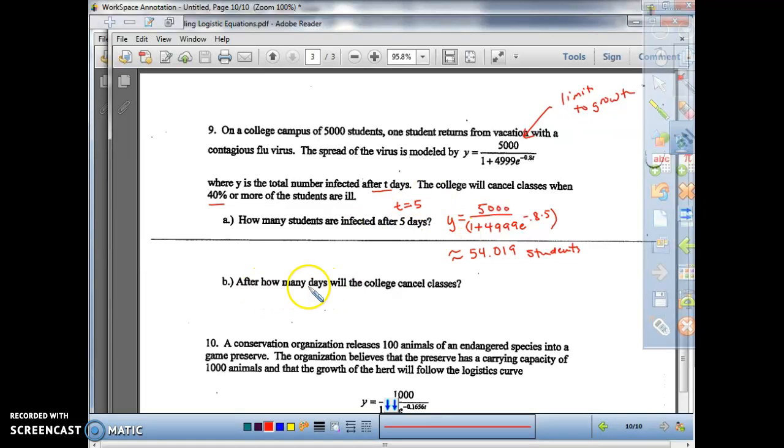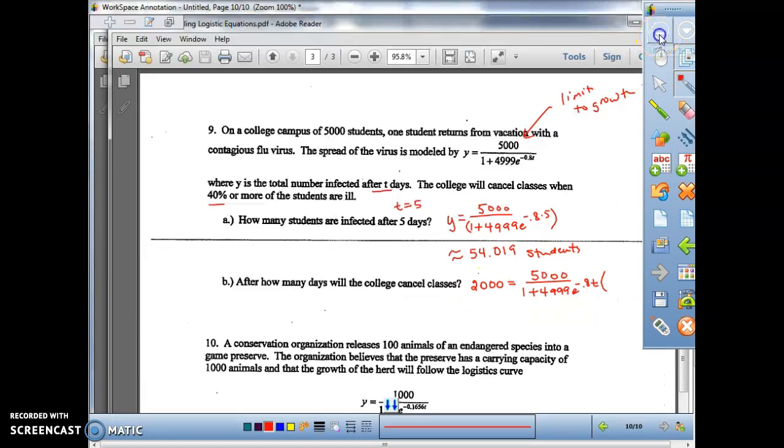The second question is, how many days will the college have to cancel classes? At what point in time? So we're looking for time here. We know that they will cancel at the point in time when 40% are sick. So we want to solve this and say 2,000, because that's 40% of 5,000, is equal to 5,000 over 1 plus 4,999 e to the negative 0.8 t. We're actually solving for t. So we do want to get e to the negative 0.8 t by itself, so then we can take the natural log. I'm basically going to think of clearing out the denominator.